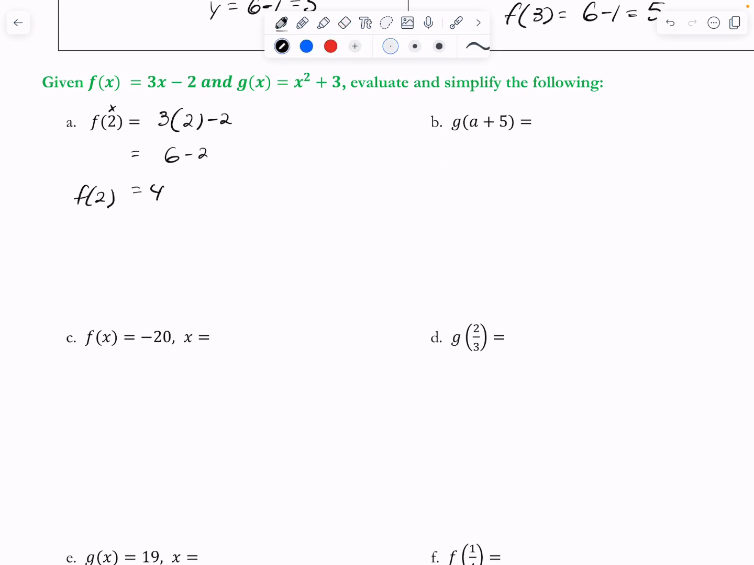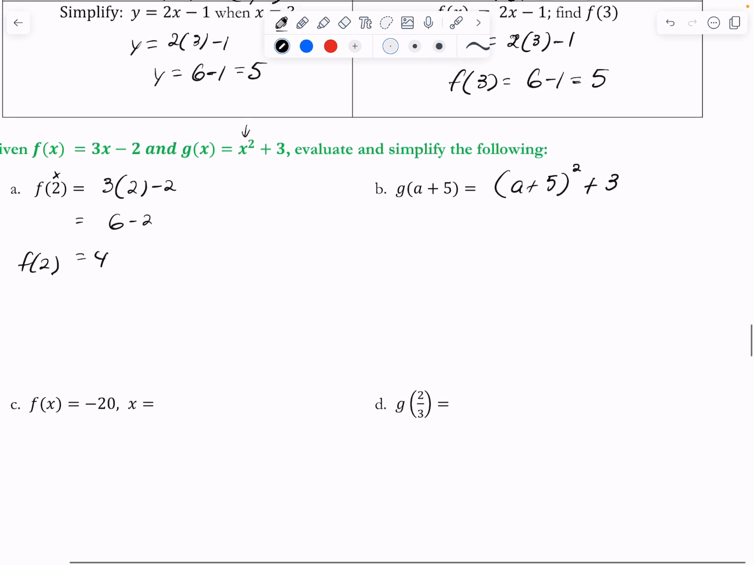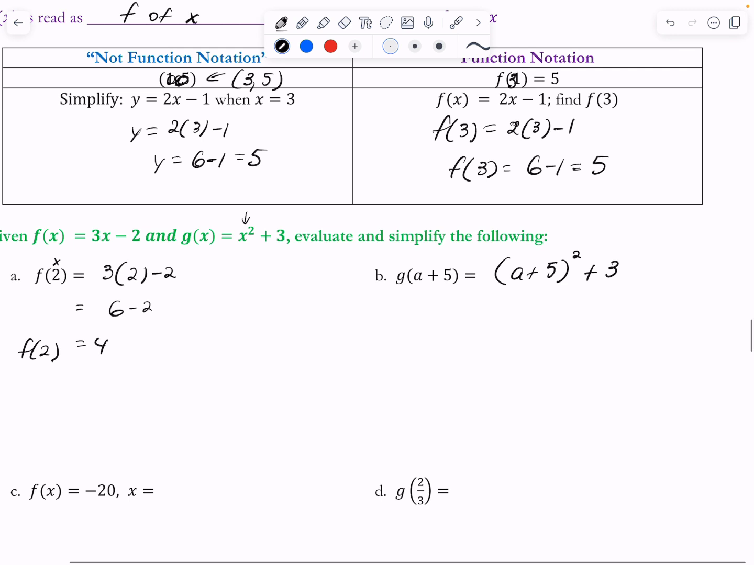For part B, this one is definitely more challenging. We're going to plug in an expression into that x. So it's going to be a plus 5 into this g of x here. I'm going to square it, because it should be that value squared, plus 3. Excuse me.